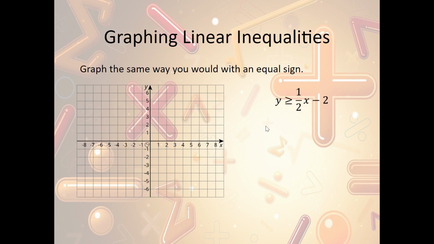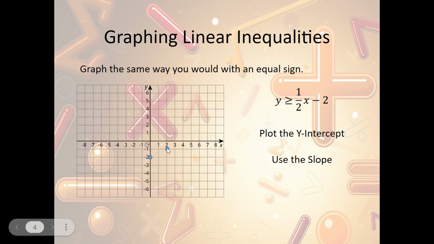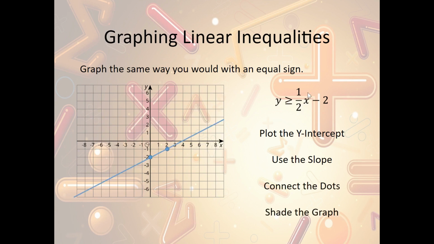Well, with inequalities, we're going to graph them the same way. So just like we did before, we're going to plot the y-intercept, which in this case is -2, so I go down 2 and plot that point. Then I use the slope to plot the second point. This is change in y, so we're going up 1 to the right 2. So we go up 1 to the right 2, plot my point, connect the dots, and now I have my line. Now the difference is we're going to shade where the y values are bigger than the line.